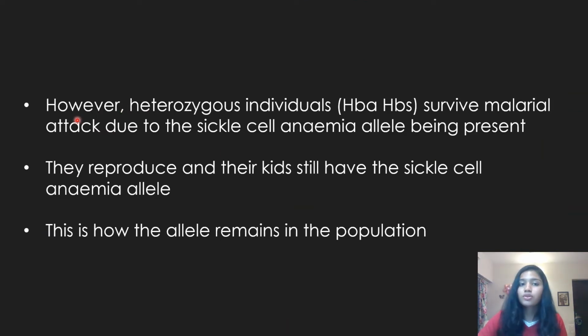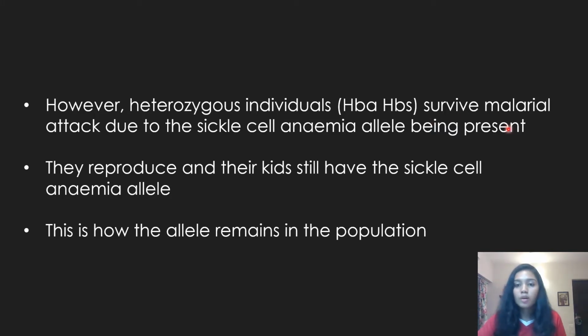As I said, heterozygous individuals, HbA, HbS, survive malarial attack due to the sickle cell anemia allele being present. And so these people can reproduce because they have survived it. And so their kids will acquire the sickle cell anemia allele. And that is how the sickle cell anemia allele remains in the population. That's why it is never opted out.